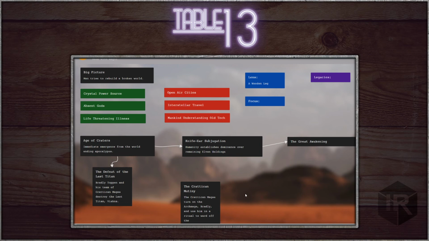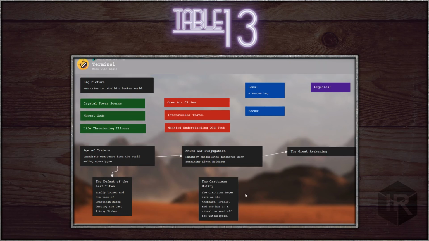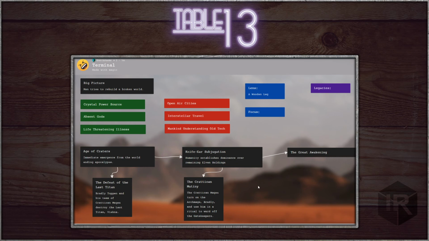Also, something to keep in mind if you play Microscope: if he puts the event in the Knife Your Subjugation period, it means that either the defeat of the last Titan was at the end of the Age of Creators, or Bradley Toppin ended up being very, very old. That does impact things. Ages are hundreds to thousands of years.